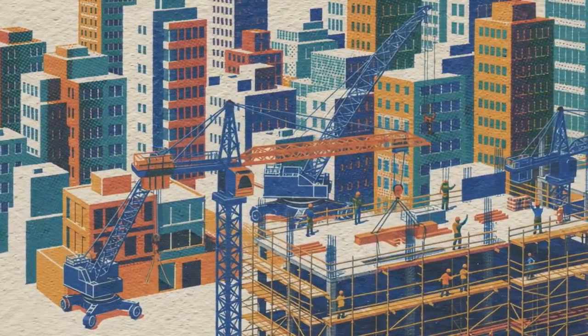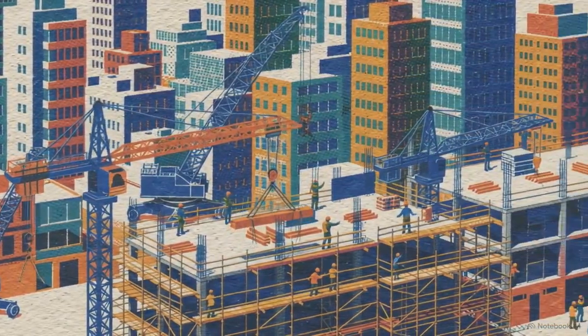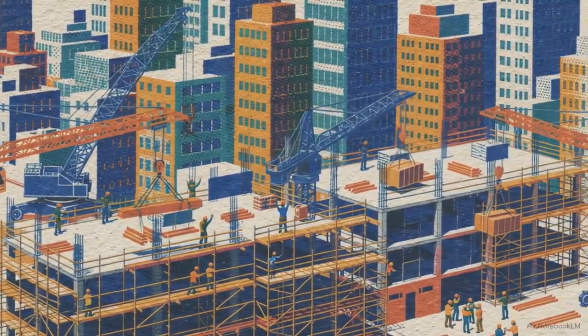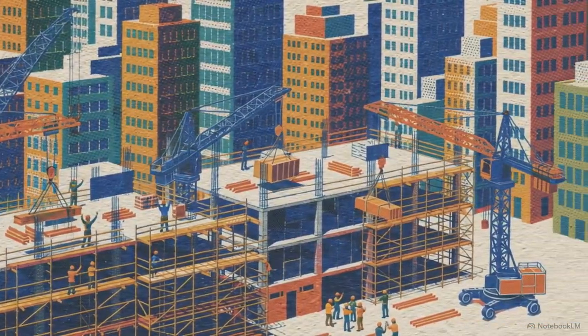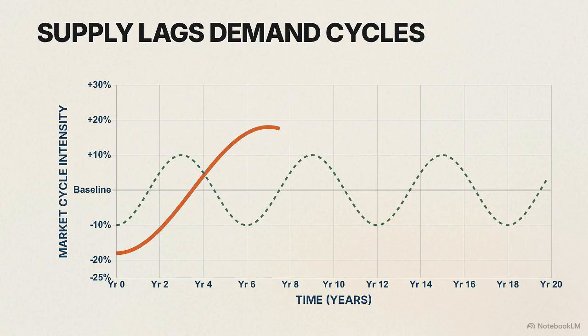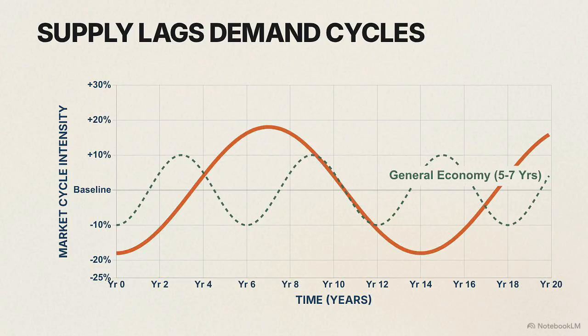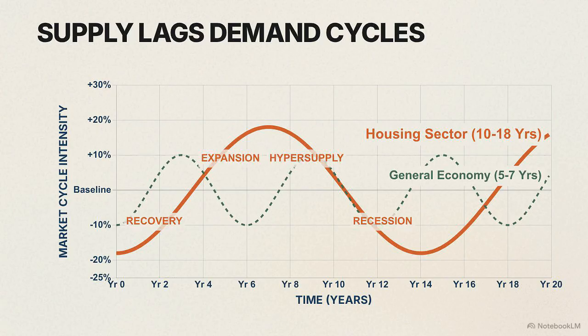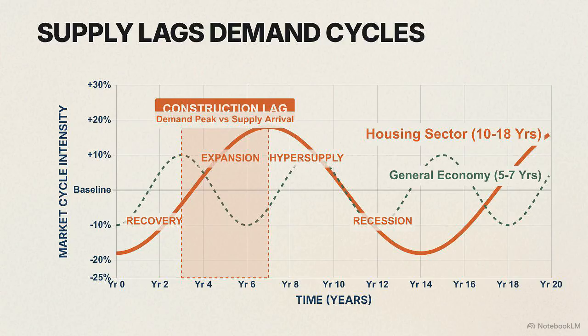Real estate is the physical bedrock of the U.S. economy, making up roughly 16% of the national gross domestic product. While a standard business cycle runs its course over 5 to 7 years, real estate operates on a massive 10 to 18-year wavelength. The difference is the construction lag, the years it takes to plan, permit, and build physical assets.